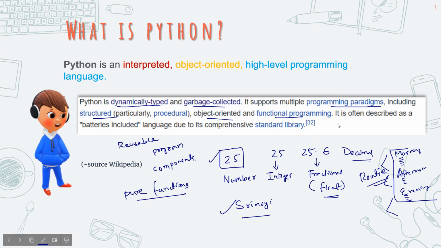Next it says that it is often described as batteries included. Batteries included is a term which is often used to describe Python because it comes with everything you need for programming. Next, it says that it has a comprehensive standard library. Python has a very rich library which you will learn the more you study Python. There are several libraries which can be used for several kinds of programming.